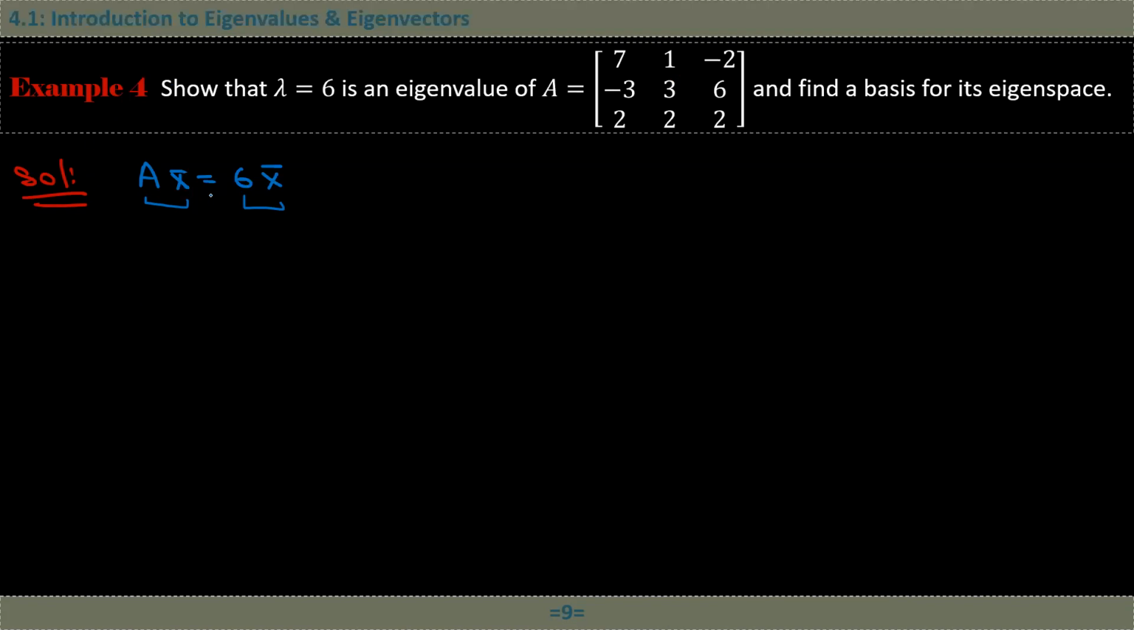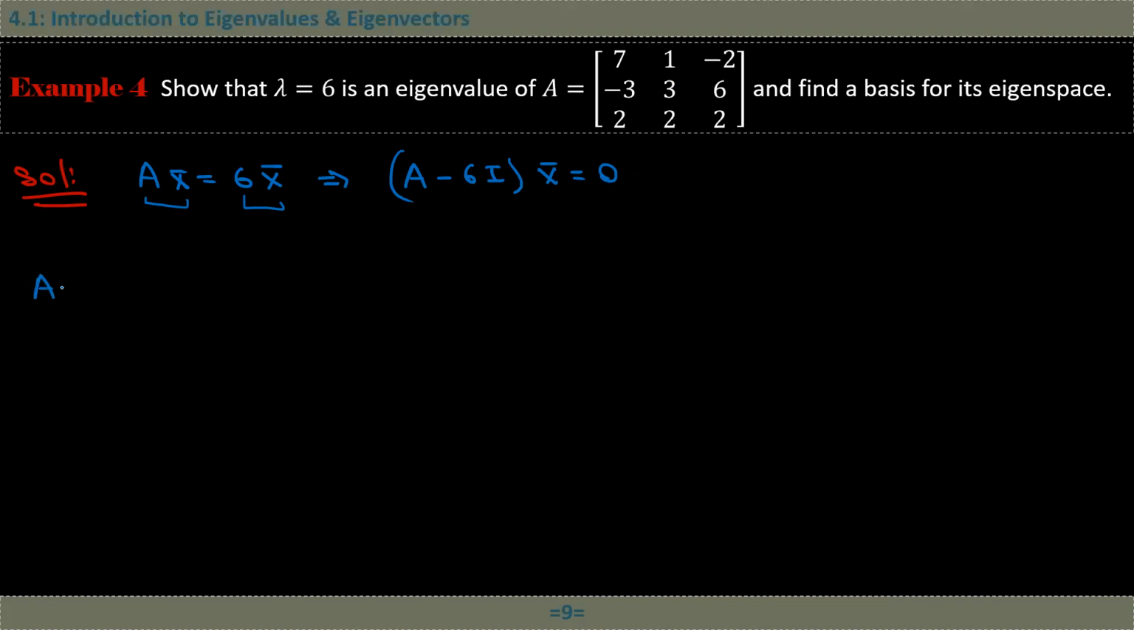To solve this, if you take everything to the left-hand side, what we have here is A minus 6 times I, times X, is equal to 0. And what is it? It is a homogeneous system. By using the Gauss method or Gauss-Jordan method, I need to write the augmented matrix. Since the right-hand side is 0, the last column is 0, so I'm just not going to write it.